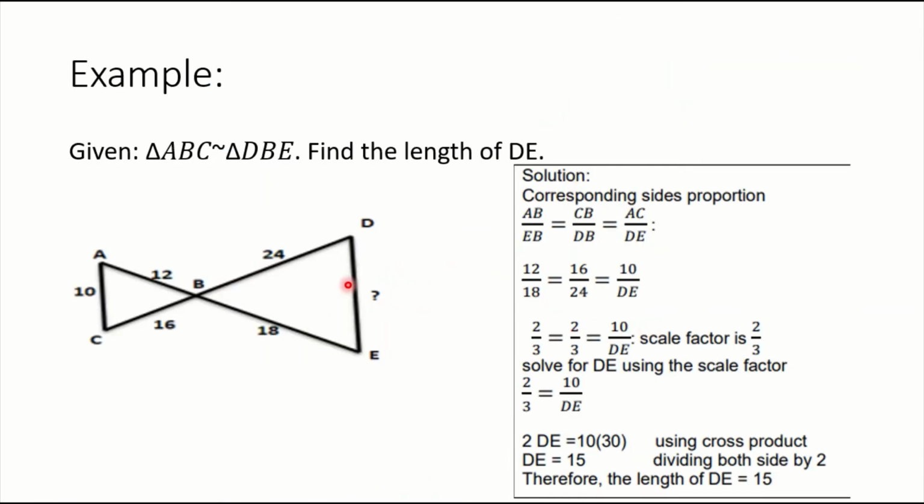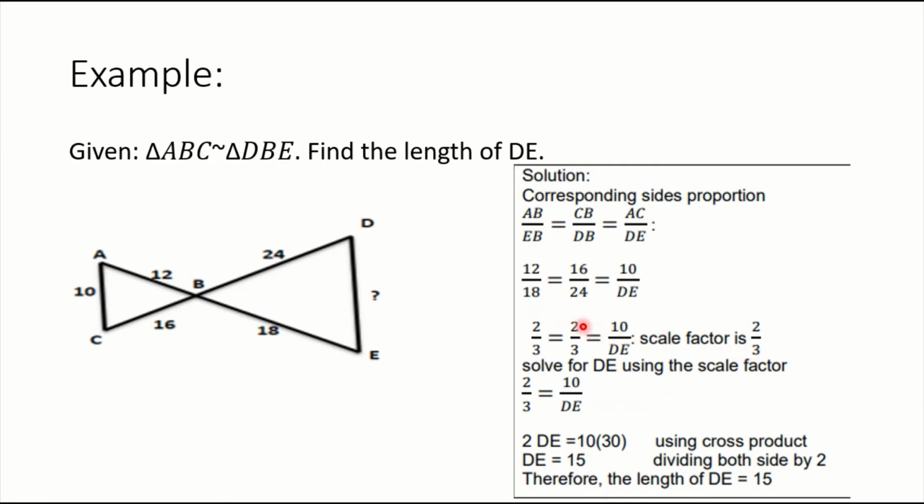So, example pa ulit, triangle ABC is similar to triangle DBE. Find the length of DE. Ito yung nahanap. So, corresponding sides proportion: AB over EB is equal to CB over DB is equal to AC over DE. Substituting the given to the solution, 12 over 18 is equal to 16 over 24 is equal to 10 over DE. Wherein, pag nilowest term natin, 2/3 is equal to 2/3 is equal to 10 over DE. Wherein the scale factor is 2/3.